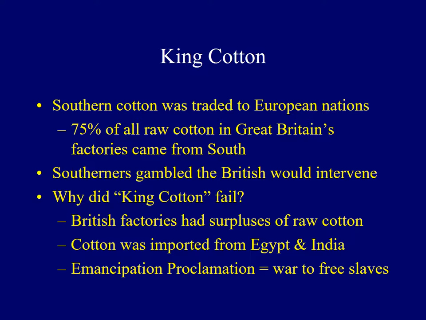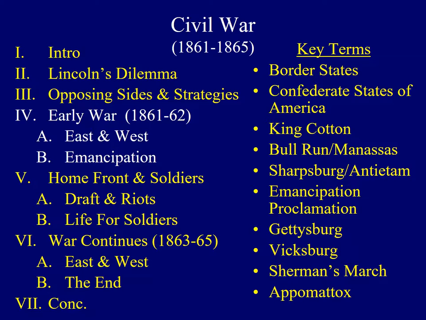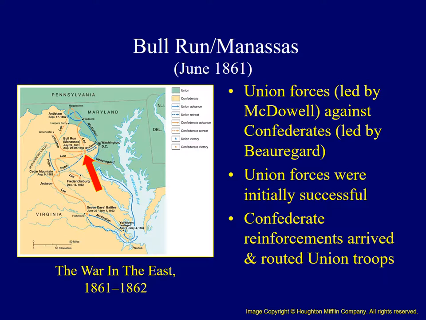Both Union and Confederate forces believed the war would be short. This idea was shattered following some of the early engagements of the war. The first battle involved Union troops, led by General Irwin McDowell, against Confederates, led by General P.G.T. Beauregard, at the First Battle of Bull Run.